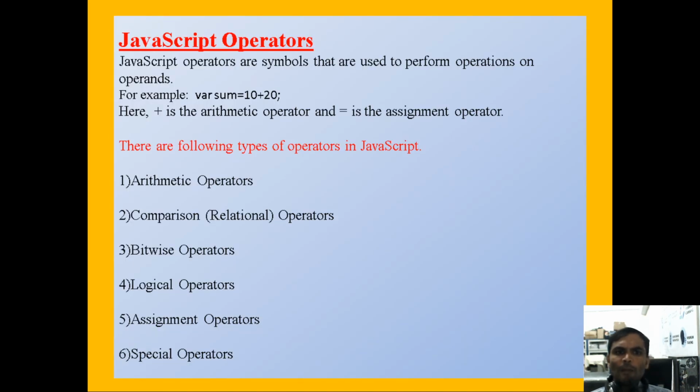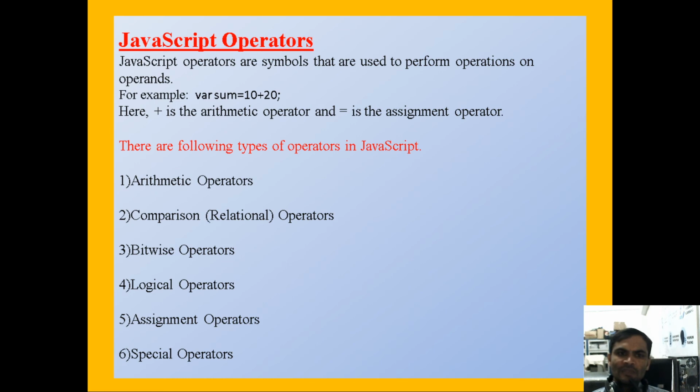Now what are the operators available under JavaScript? Under JavaScript, around 5 to 7 operators will be there. We are focusing only on some operators. Arithmetical operators, comparison operators, bitwise, logical, assignment, and special operators will be there. Now coming to the operators, first we should understand two terms. What is an operand? What is an operator?